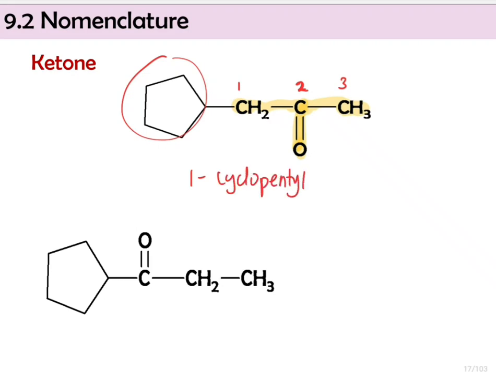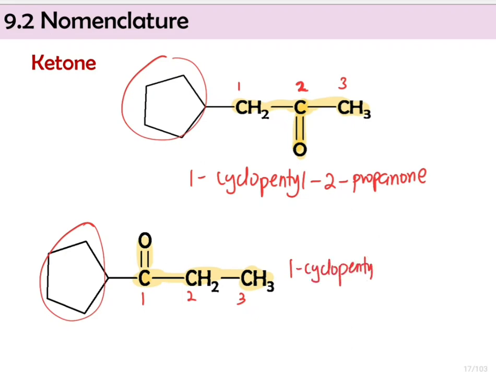So, the full name for this compound is 1-cyclopentyl. Okay, sebab dia dah jadi substituent. And carbon number 2 is C double bond O. And 3 carbon is propanone. Okay, and the next example, 1, 2, 3 carbon as the parent. Obviously we're going to start numbering from this carbon lah, sebab nak dapat nombor yang paling rendah untuk C double bond O. So, 1, 2, and 3, this is the substituent. The full name for this compound is 1-cyclopentyl. Okay, and then the C double bond O is at carbon number 1. So, 1-propanone.